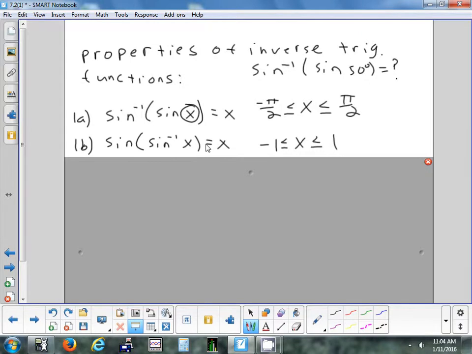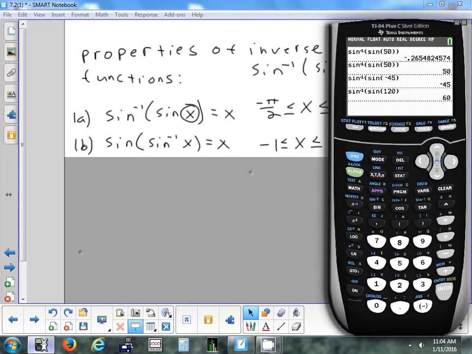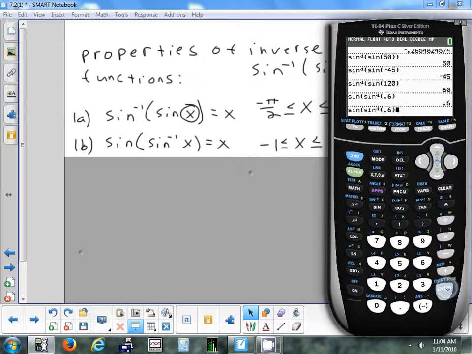Now if you switch it, put the inverse on the inside, sine and inverse sine will cancel out as long as x is between negative 1 and 1. So 1b is just take 1a and flip the two functions. So let's try sine of inverse sine of 0.6. When I hit enter, what should I get? 0.6. This will work for any number between negative 1 and 1.